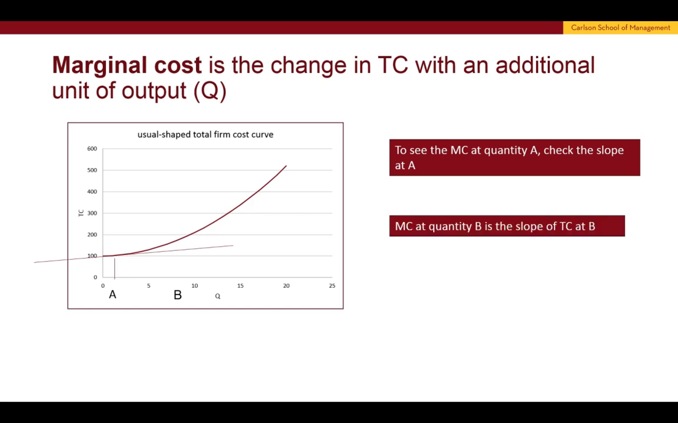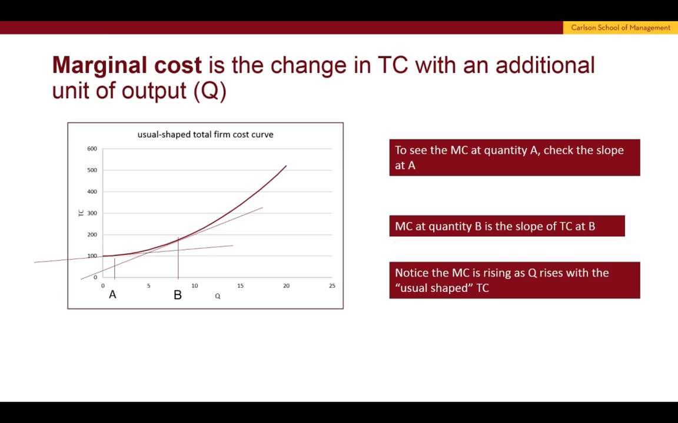At B, we could also draw a line up from B to the total cost curve and say, hey, what's the slope of the total cost curve at the quantity B? And that would be this tangent line, the slope of this tangent line that's tangent at the point where B is on the total cost curve. So the marginal cost at quantity B is the slope of the total cost curve at B. Now, one thing to note, with our usual shaped total cost curve, the marginal cost is rising as the quantity rises. That is to say, the slope of the total cost curve at A is lower than the slope of the total cost curve at B.